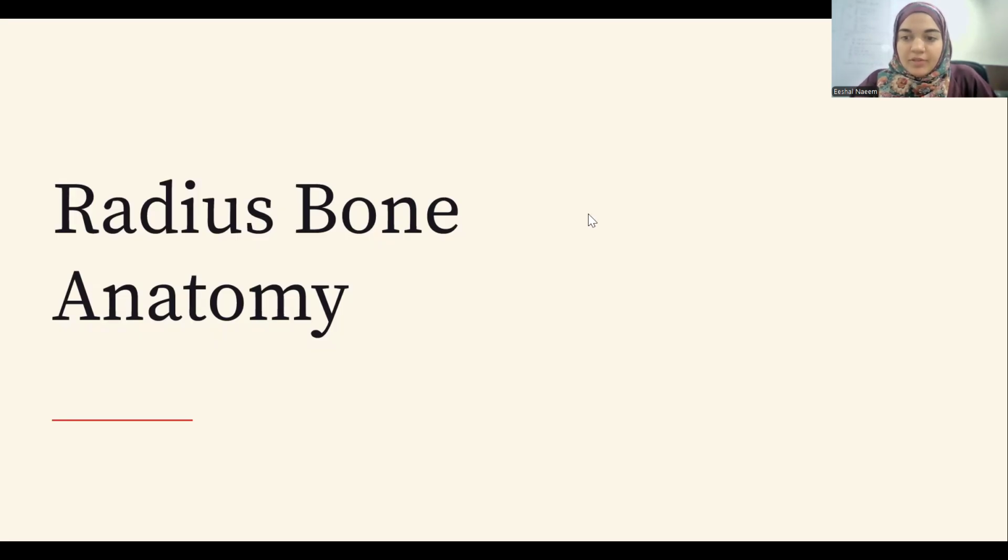Hi guys, so today we're studying the radius bone. This was the only bone left in our upper limb section. So let's start with the radius bone. This is the radius bone, okay?